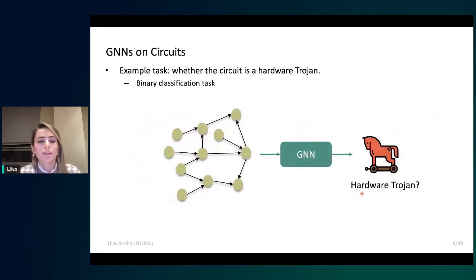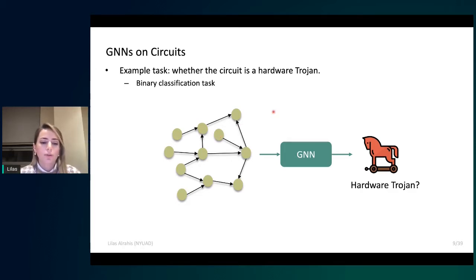So that's why we have decided to use graph neural networks to learn on circuits. If we take a circuit, we can represent it as a graph, as I showed earlier, and then we can pass it to a GNN, in which we can start to ask and answer some interesting questions. For example, we can check if the circuit contains a hardware Trojan, which is some malicious modification.